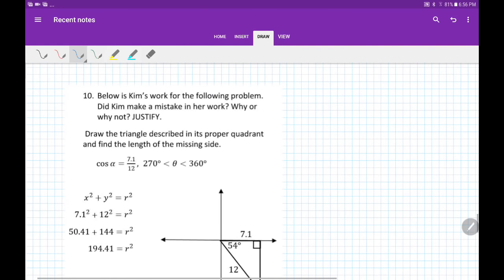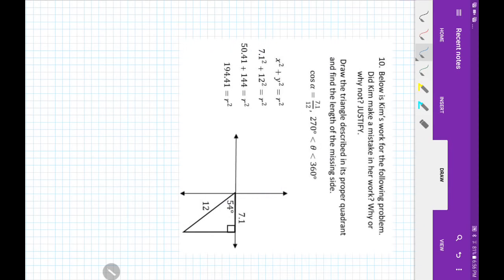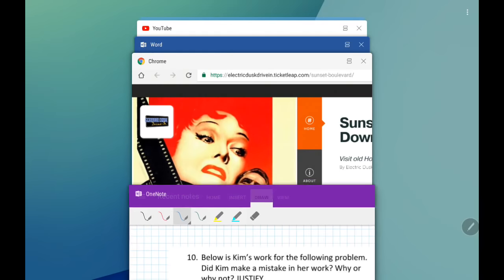Last problem. Number 10. Below is Kim's work. Whoops.